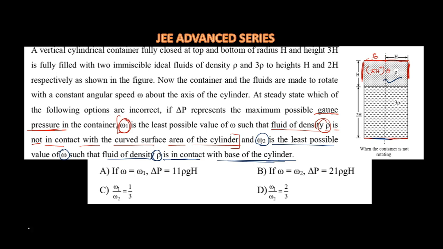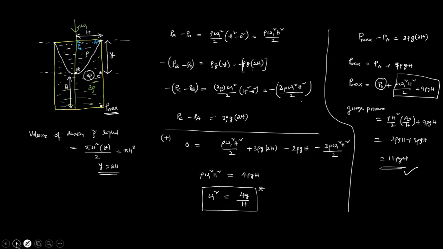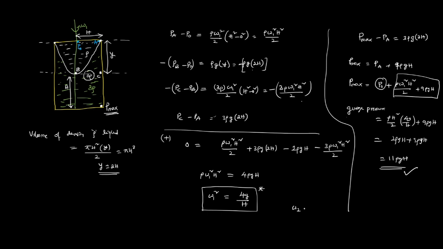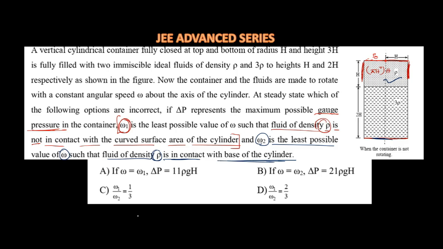Now we have to go for the omega 1 and omega 2 relation. What is the omega 1 we got? 4g by h. Okay, omega 2 square is 9g by h. So then what is the relation? Omega 1 by omega 2 goes to, obviously g by h cancels, under root, it is clearly 2 by 3. So that means omega 1 by omega 2 is 2 by 3. Okay, so that means D option is correct and A option is correct.